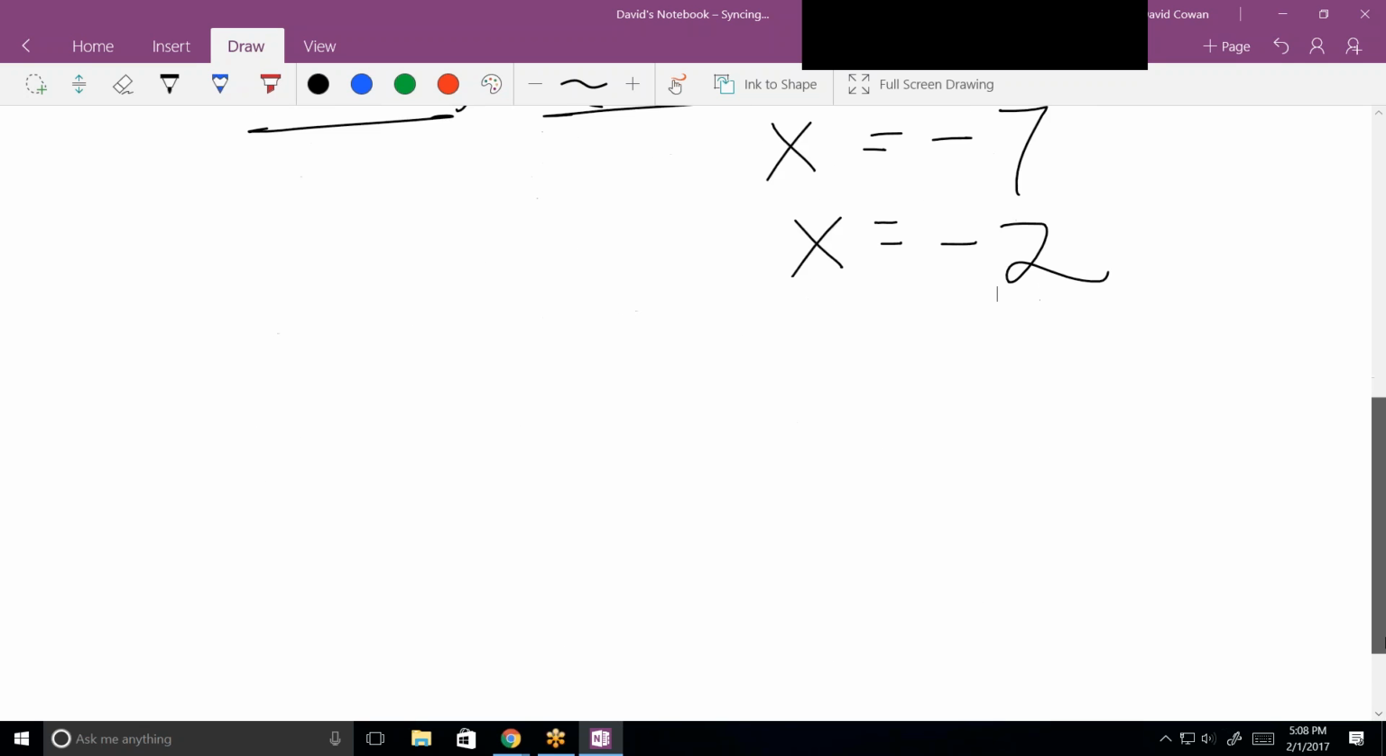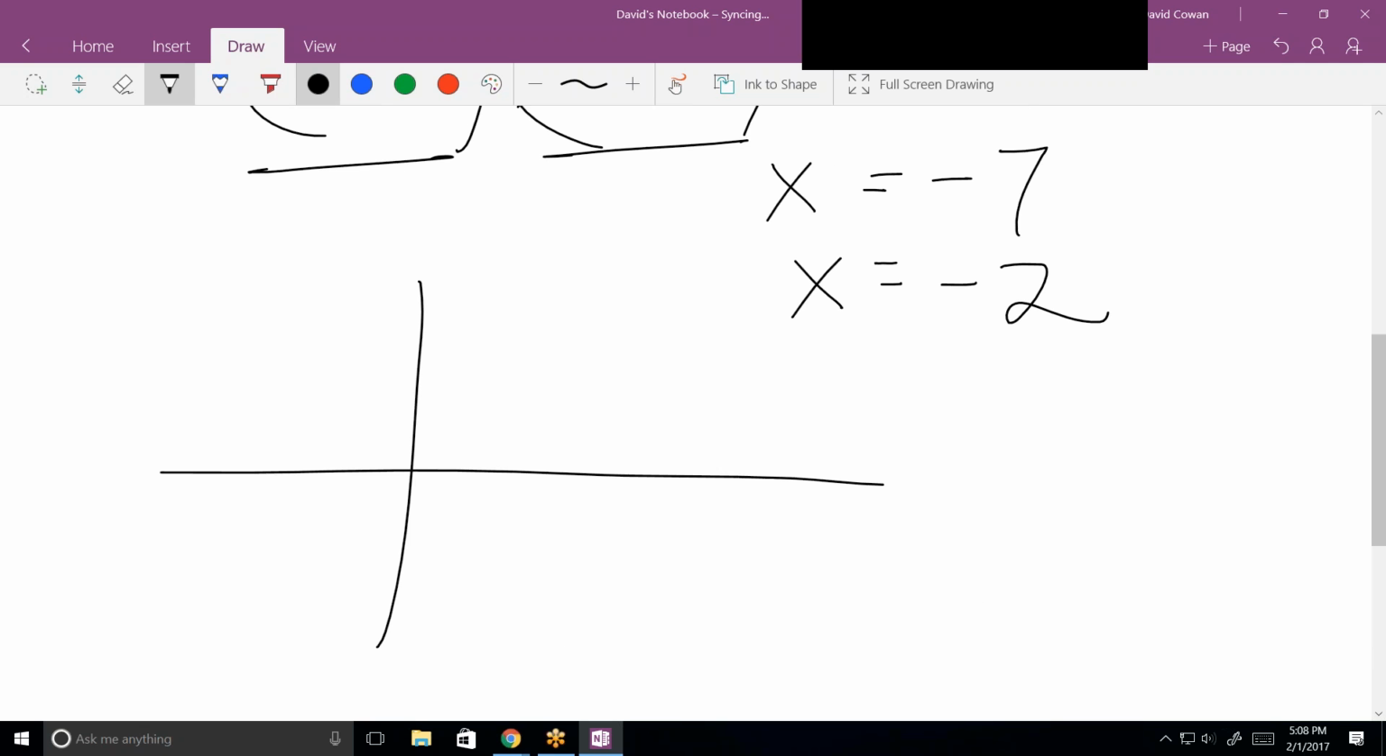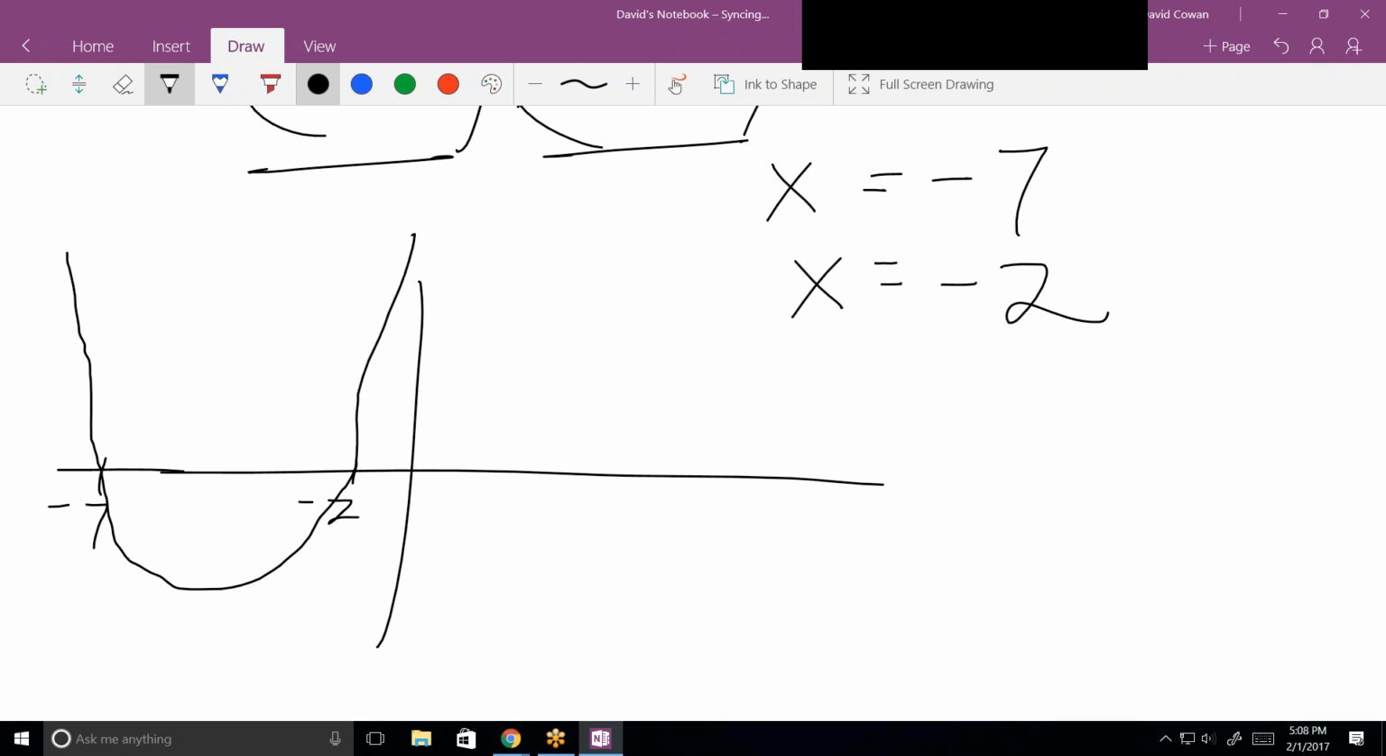that means they wanted us to find the x-intercepts. So now I know how to draw my quadratic. I go to minus 2. I go to minus 7. And I know the parabola has to go through both of those. So it's got to look something like that.